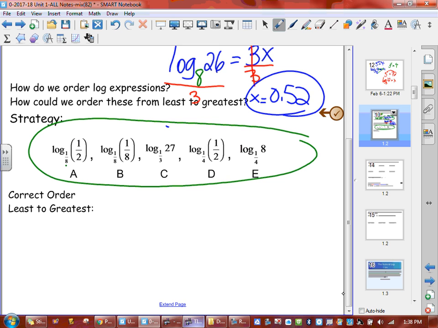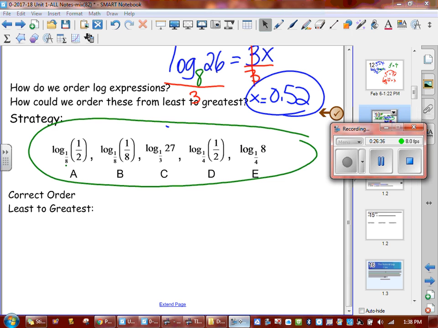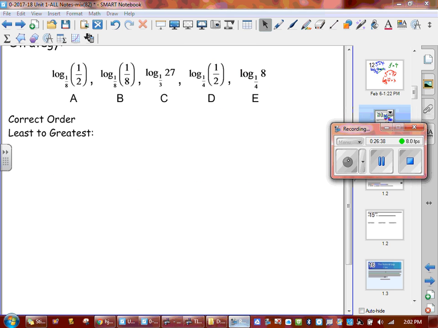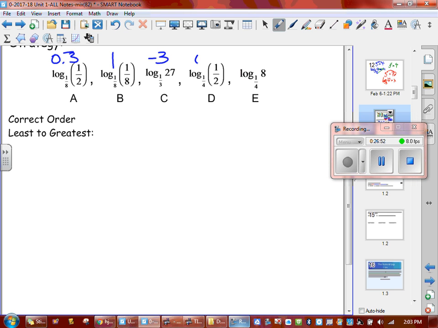Okay, you've had some time to take a look at these questions. So let's see what we got. This one here, we should get 0 for repeating. The next one is equal to 1. Then we have a -3, and then a 0.5, and a -1.5. So the correct order is C, E, A, D, and then B, from least to greatest. Okay, let's take a look at the next few questions.